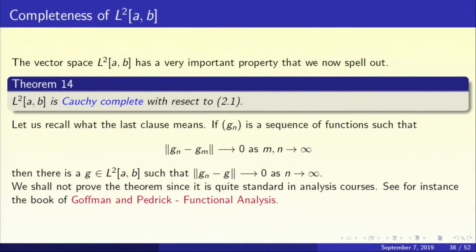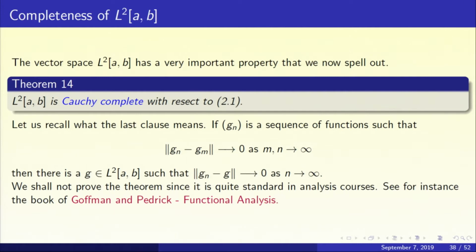Now we come to a very important property of this vector space L2 of [a, b]. It is an example of a complete metric space. So what does that mean? That's stated in theorem 14. L2 of [a, b] is Cauchy complete with respect to the norm. What does the last clause mean? What does Cauchy completeness mean? Let us take a look at it.